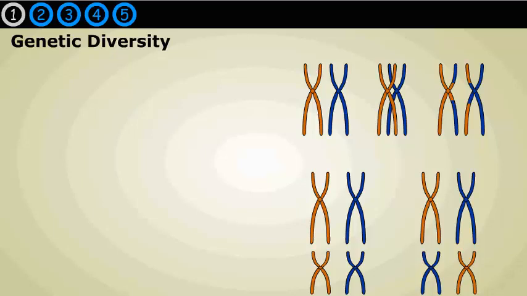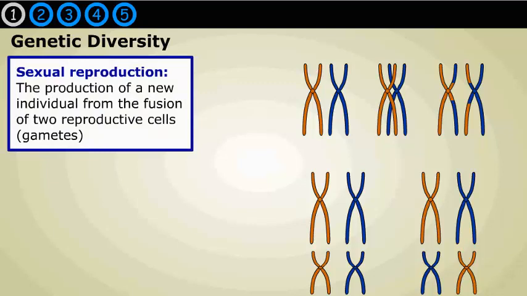Genetic diversity is generated through sexual reproduction, a process that involves the fusion of two reproductive cells, or gametes, such as an egg and a sperm. In sexual reproduction, genetic diversity is achieved through recombination and independent assortment of gamete chromosomes.